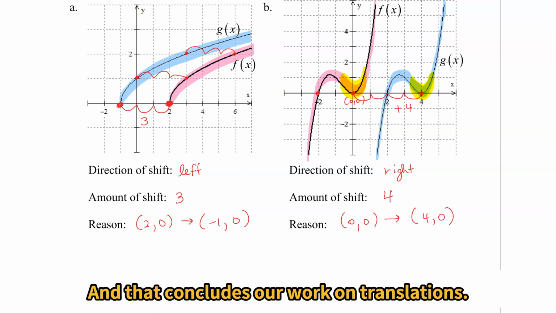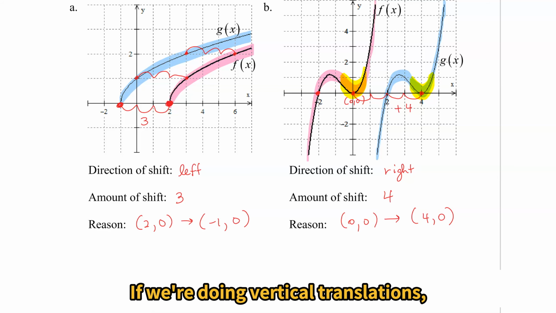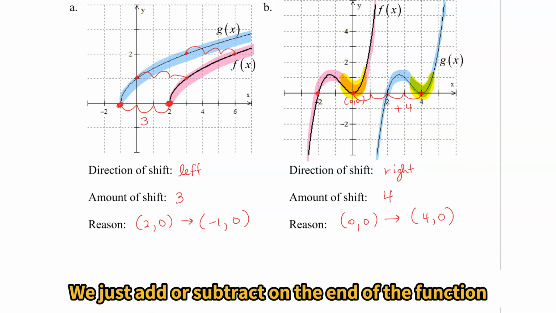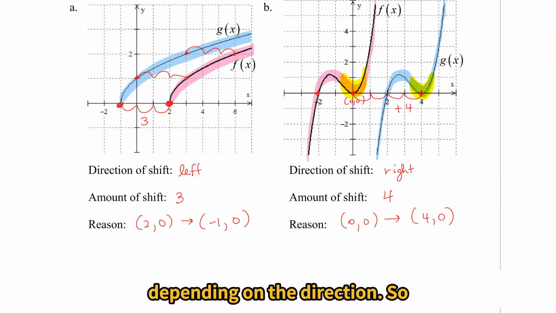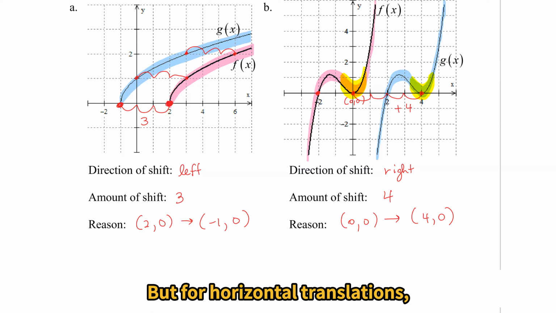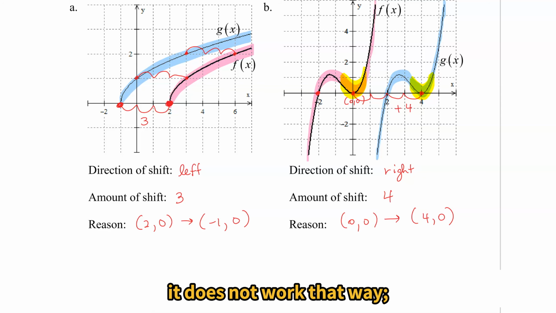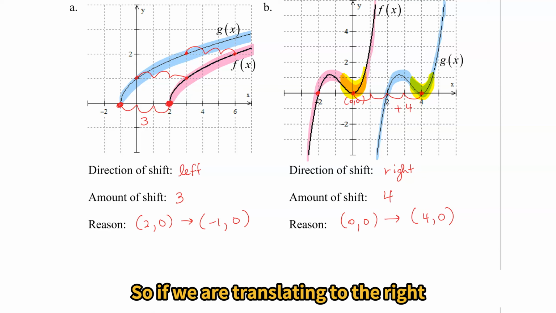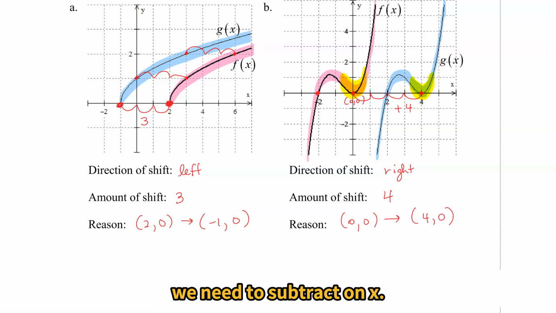And that concludes our work on translations. If we're doing vertical translations, we just add or subtract on the end of the function depending on the direction. So adding moves our function up, subtracting moves our function down. But for horizontal translations, it does not work that way. The signs are opposite. So if we are translating to the right, we need to subtract on x, and if we're moving to the left, we need to add to x.